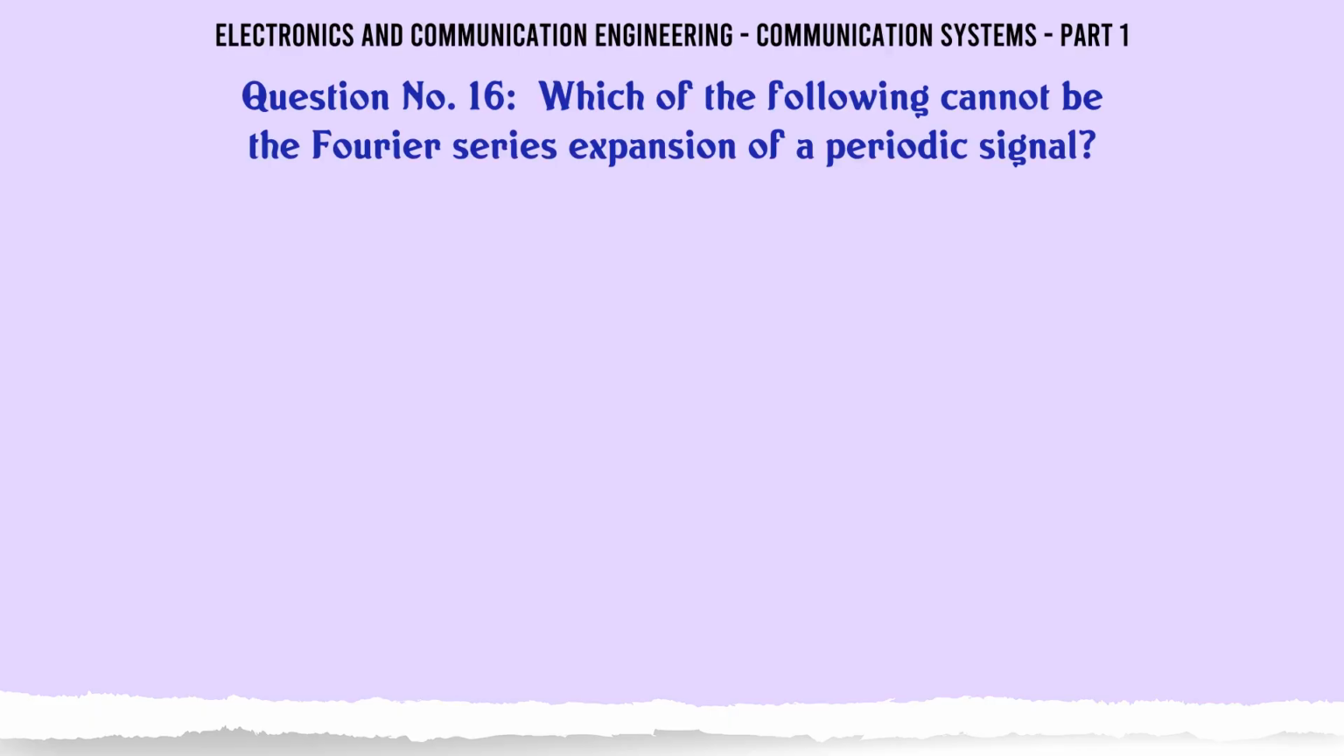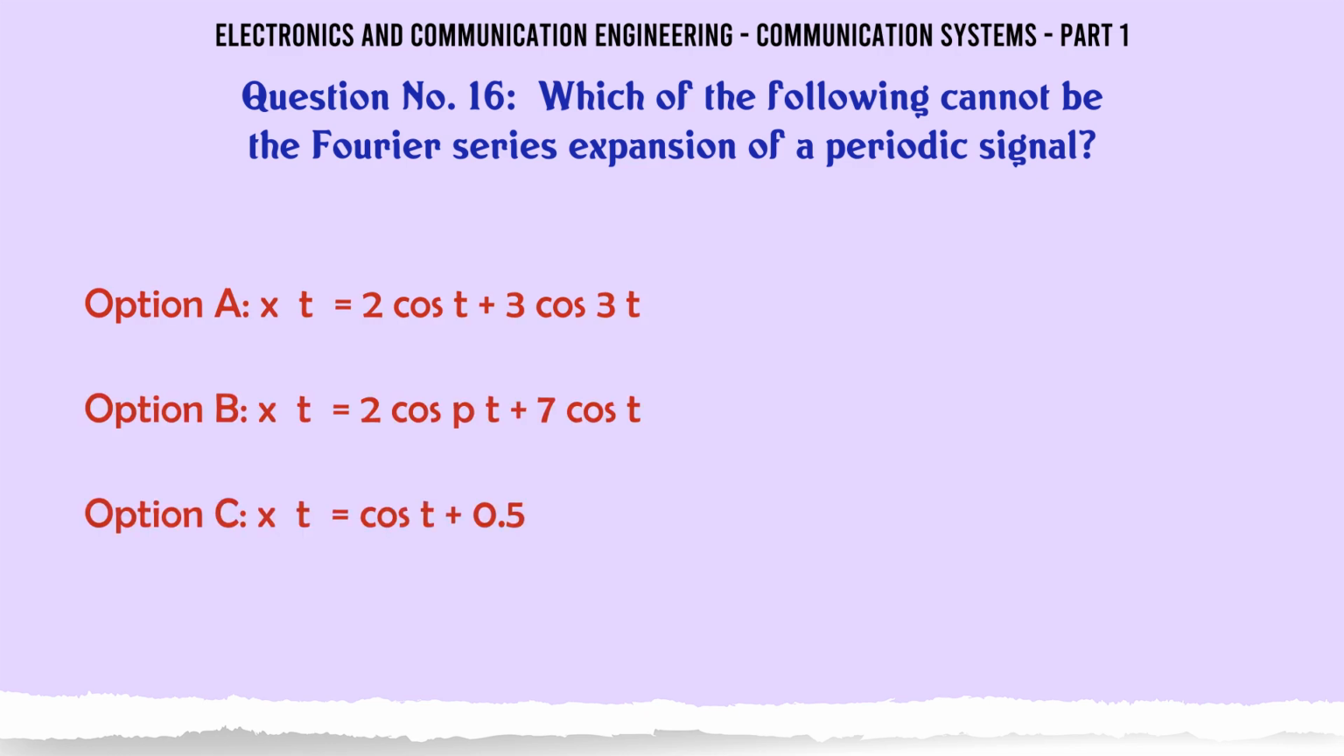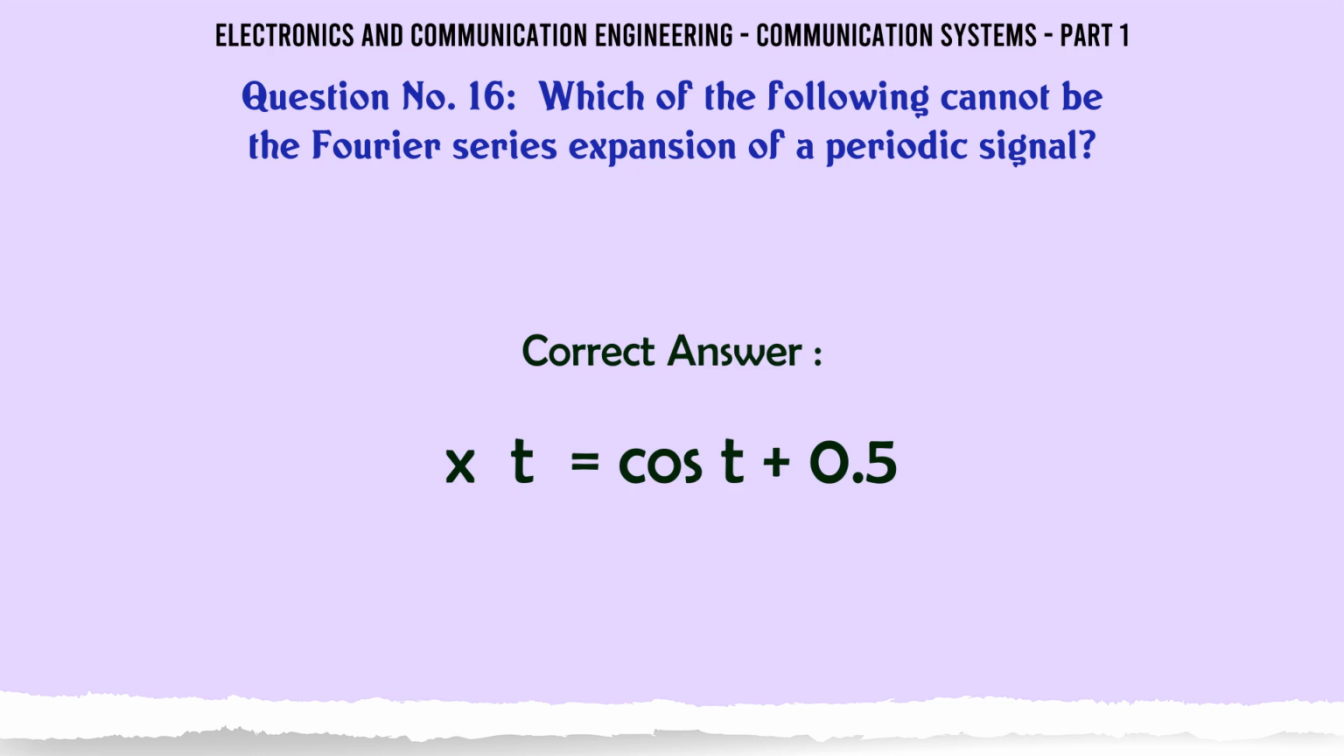Which of the following cannot be the Fourier series expansion of a periodic signal? A. x(t) = 2cos(t) + 3cos(3t). B. x(t) = 2cos(πt) + 7cos(t). C. x(t) = cos(t) + 0.5. D. x(t) = 2cos(1.5πt) + sin(3.5πt). The correct answer is x(t) = cos(t) + 0.5.